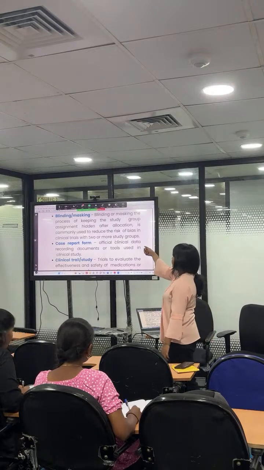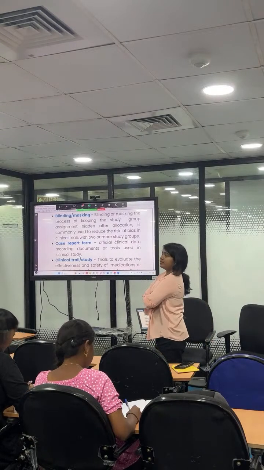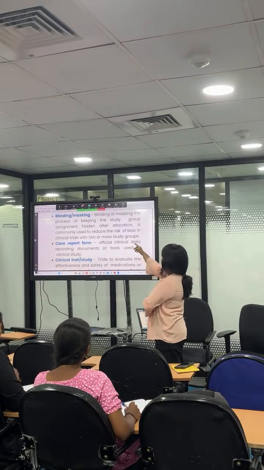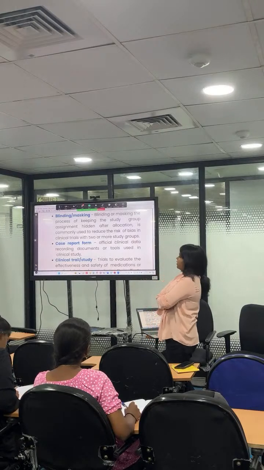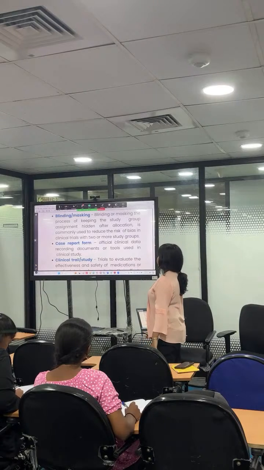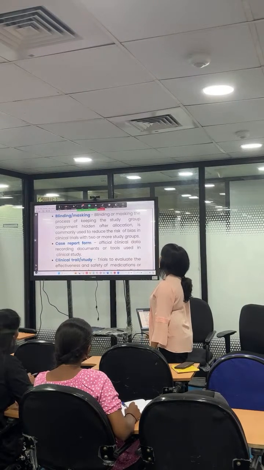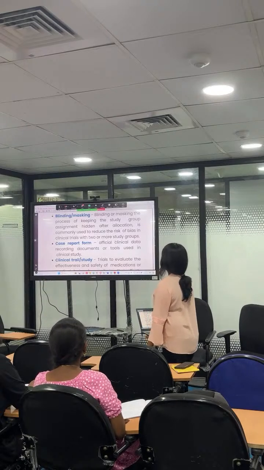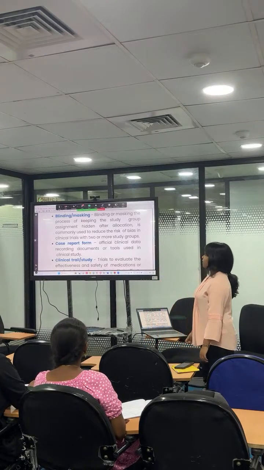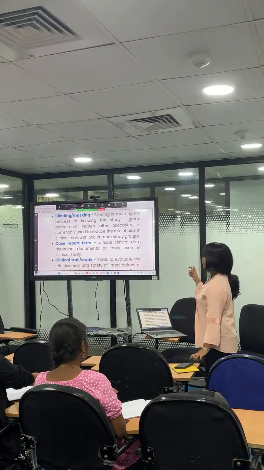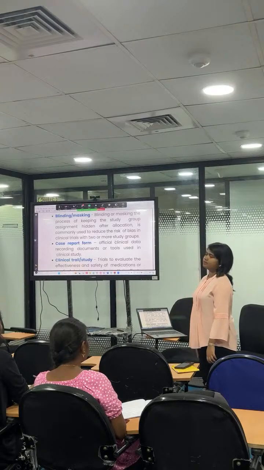Write down this definition. But whenever they ask, you have to give the standard definition. Blinding or masking is the process of keeping the study group assignment hidden after allocation, and it is commonly used to reduce the risk of bias in clinical trials with 2 or more study groups. An example for blinding is that researchers don't know who is taking the real treatment.